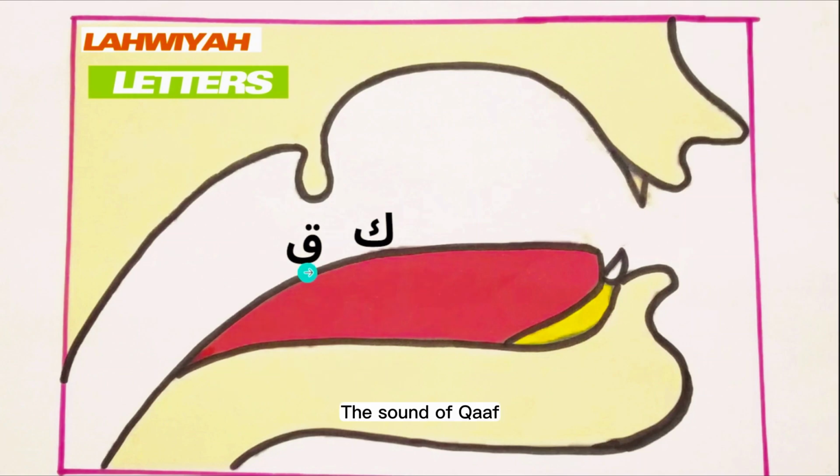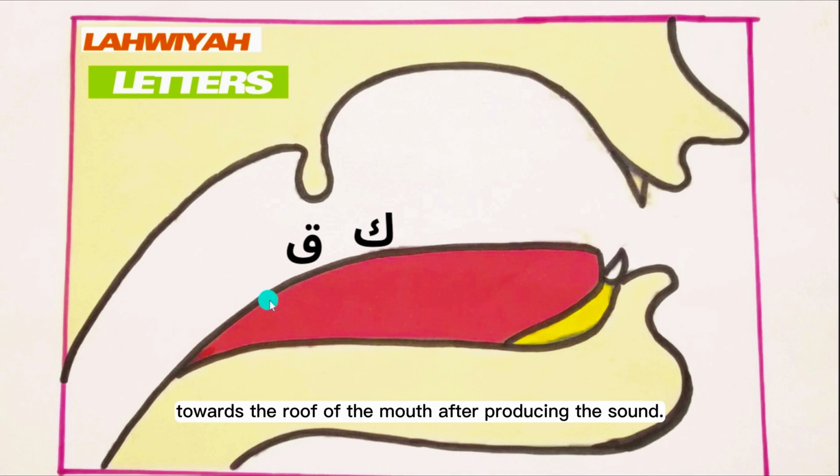The sound of Qaf is produced by the innermost part of the tongue and the corresponding soft palate. This area is closest to the throat, and the sound is created with heaviness, which involves elevating the tongue towards the roof of the mouth after producing the sound.